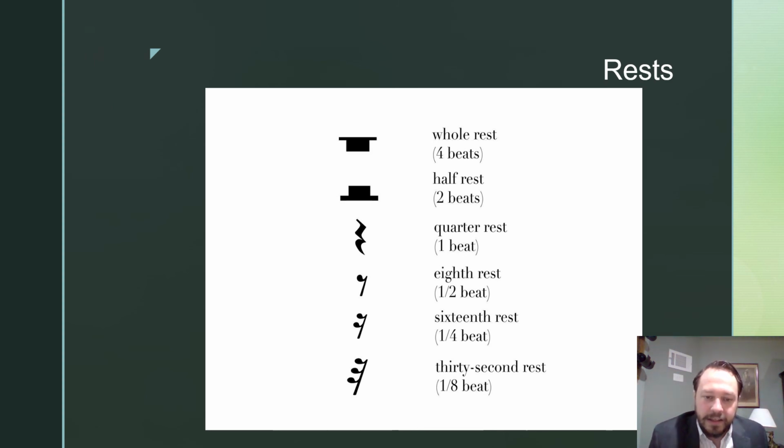Okay. The next symbol, that squiggly line, is a quarter rest. That's worth 1 beat. The 8th rest has that little swoop and a dot. That is an 8th rest. That's worth half a beat. A dot with 2 swoops, that's a 16th rest, worth a quarter of a beat. The 32nd rest is an 1/8 of a beat, and that has 3 swoops. And we can keep adding swoops to get smaller and smaller increments of rest.